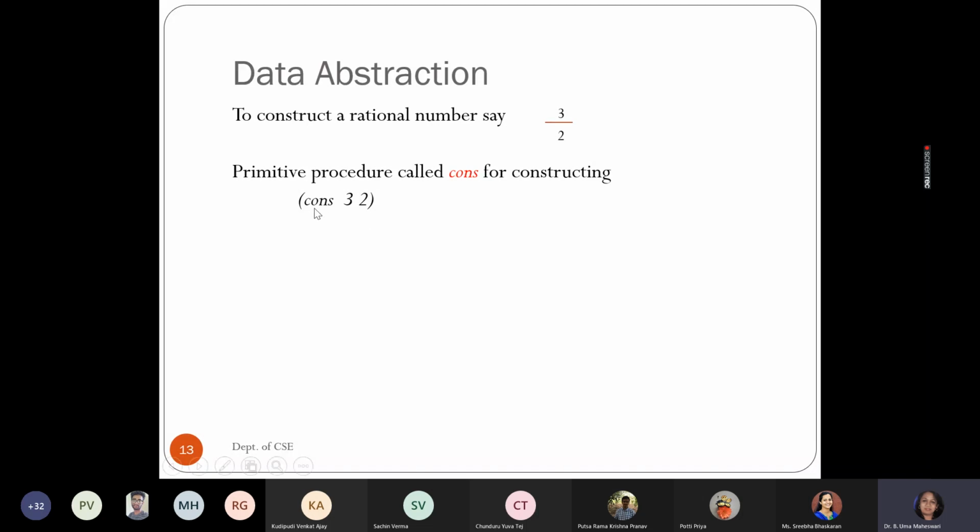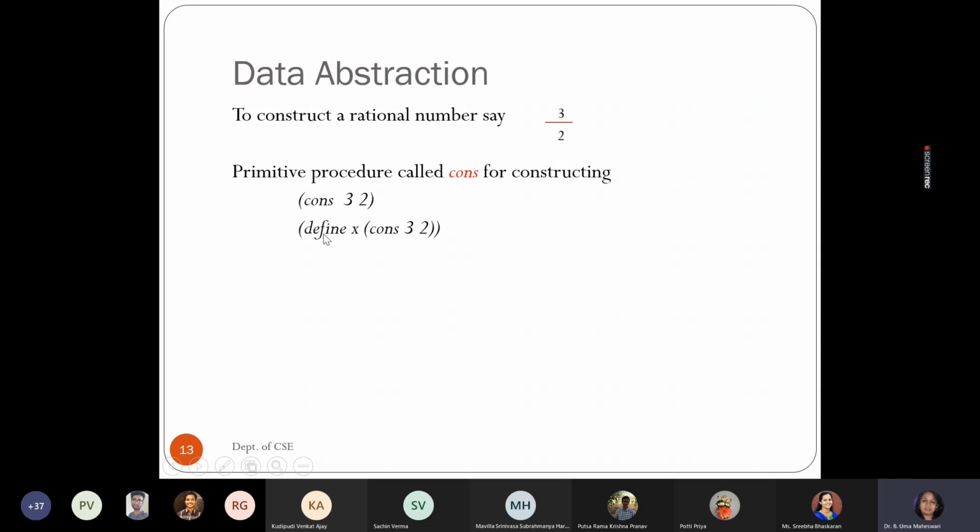So by using the concept of cons and by seeing the nature of the rational number, I decided that it is nothing but a pair, numerator comma denominator. So I'm using cons 3 2. Now consider a rational number. I define a variable x where x is nothing but cons 3 2. So x is now a little complex data which denotes a pair. It denotes more than one number. It's a collection of a pair of two numbers.